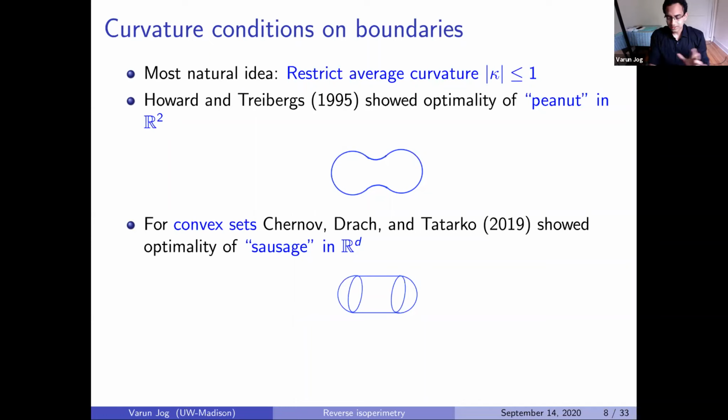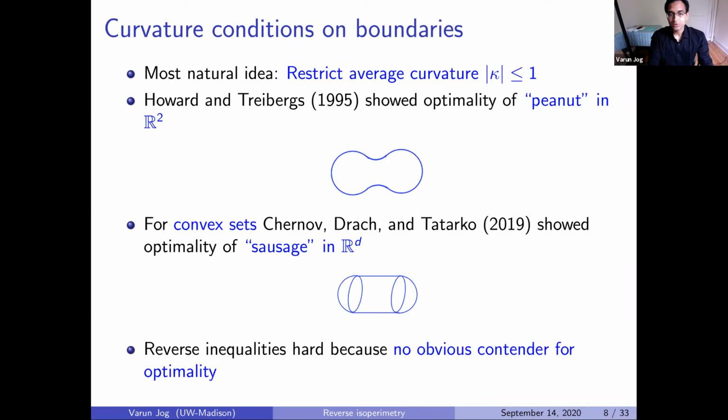So it's tricky to prove reverse isoperimetric inequalities because you can't really guess what is going to turn out to be the optimal shape. Unlike regular isoperimetry, where you could say that spheres or balls are optimal, in reverse isoperimetry there is no obvious contender for optimality, which makes these questions harder to answer.